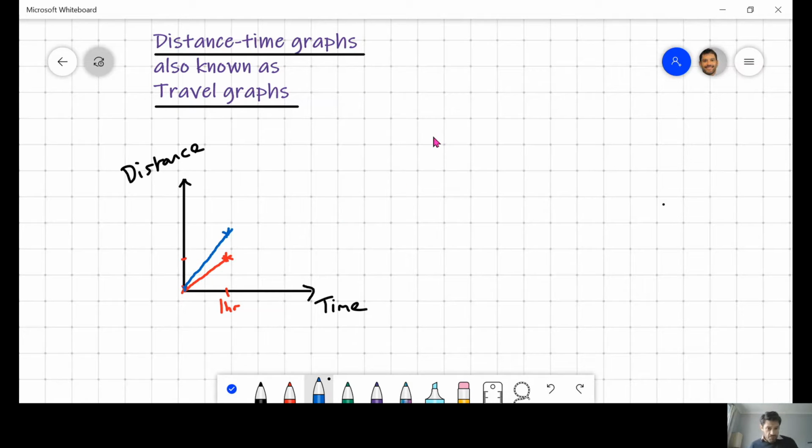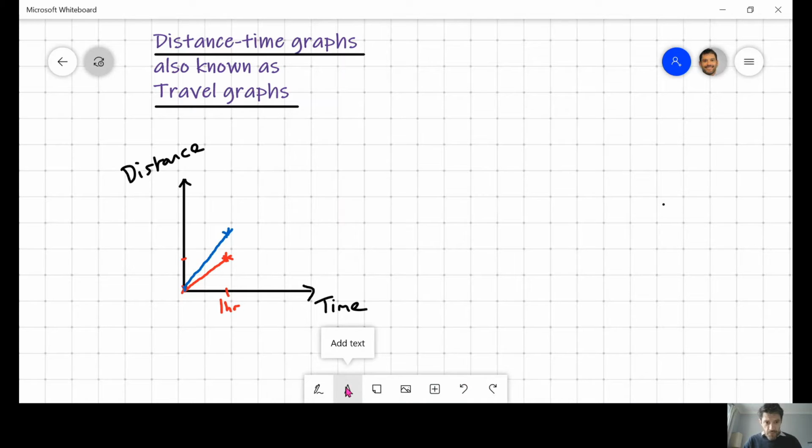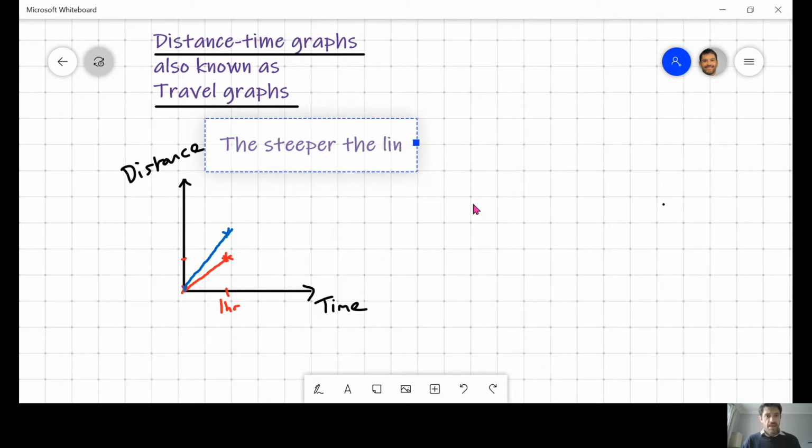So it's faster. So our first note can be, because it's always the same: the steeper the line, the faster. So our first sort of conclusion: the steeper the line, the faster the speed.